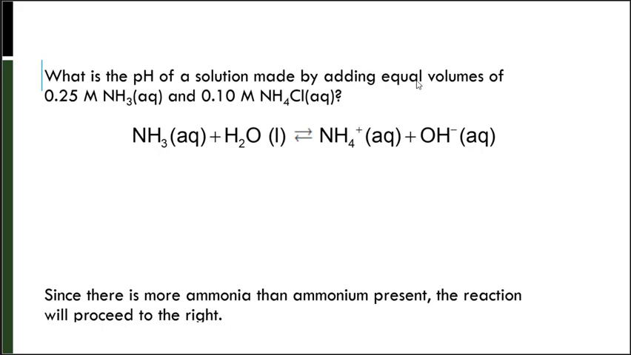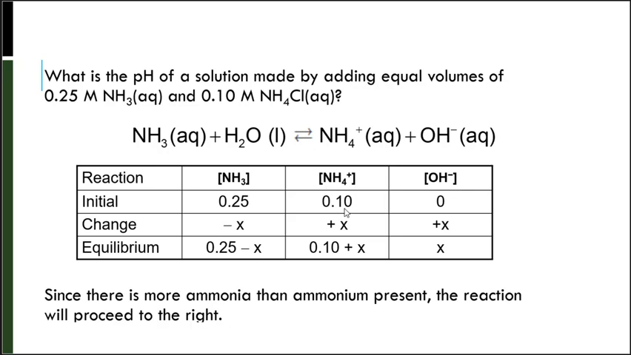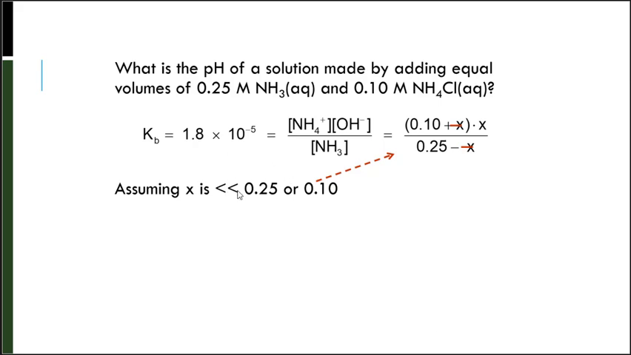What is the pH of a solution made by adding equal volumes of 0.25 molar NH3 and 0.1 molar ammonium chloride? The only difference is that instead of starting with 0 ammonium, I have 0.1, so our equilibrium values will be 0.25 minus X. Over here is 0.1 plus X and X. Since there is more ammonia than ammonium present, the reaction will proceed to the right. I would set up my Kb expression of products over reactants just like we have done before. I took my Kb value, times 100, and found that it was way less than 0.25 or 0.1, so I was able to cross off the plus X and the minus X.